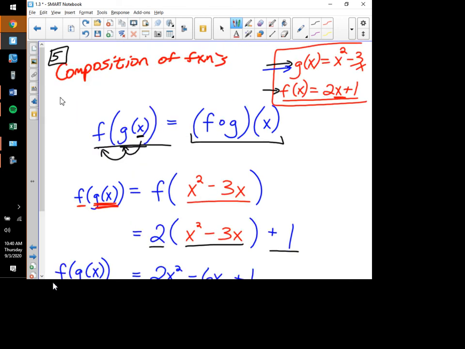Why don't we deal with maybe a 5 right now? Let's go ahead and evaluate f of 5, which is going to be 2 times 5 plus 1. That's going to be an 11. A g of 5 here, I'll show you why in just a second. A g of 5 is going to be 5 squared minus 3 times 5. That's 25 minus 15. That's going to be 10. Let's keep that in mind.